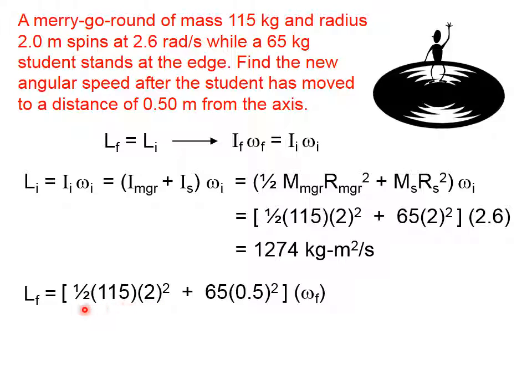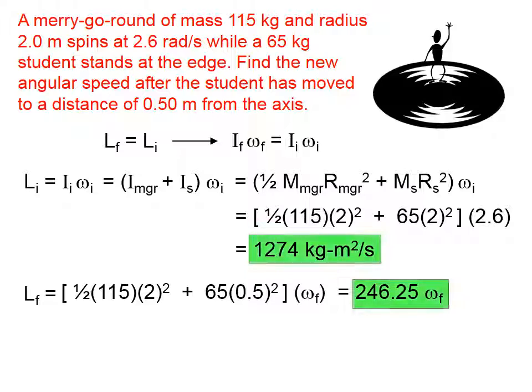There's the moment of inertia of the merry-go-round. That hasn't changed. But the moment of inertia of the student has changed. Instead of being 2 meters from the axis, he's only 1/2 meter from the axis. So the equation is still mr squared, but the r is different now. If we simplify this as much as we can, we get 246.25 times the final angular speed.